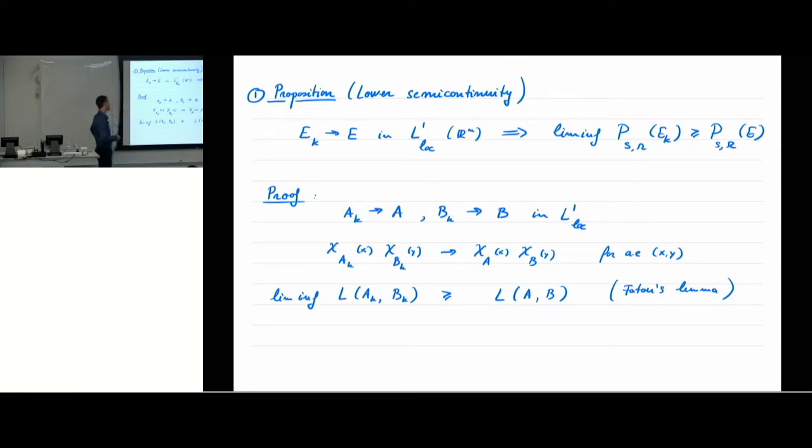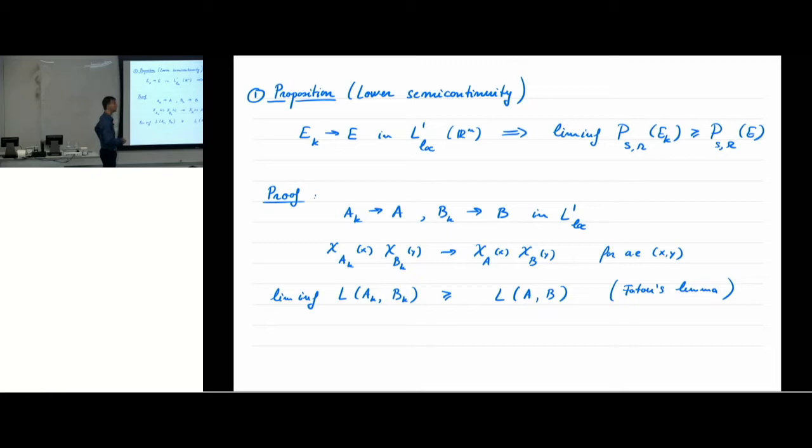So a simple exercise. If A_k converges to A and B_k converges to B in L1 loc, then up to a subsequence, I can assume that A_k converges to A pointwise almost everywhere, and B_k converges to B pointwise almost everywhere. So I have this convergence. If I look at the product of the characteristic function of A_k and B_k, it converges to the characteristic function of A and the characteristic function of B in x and y.